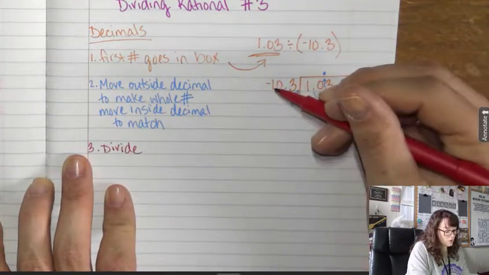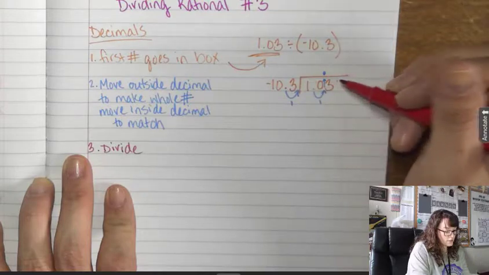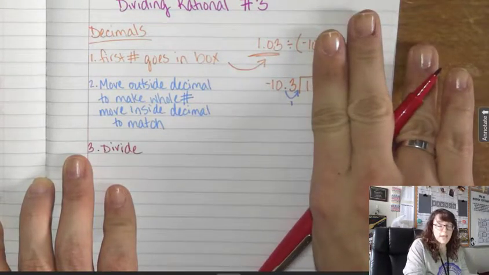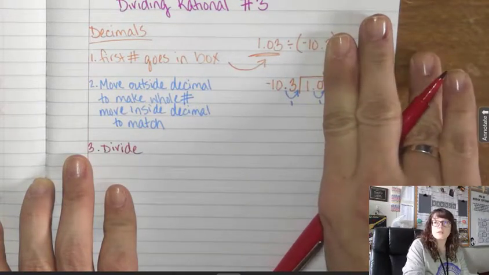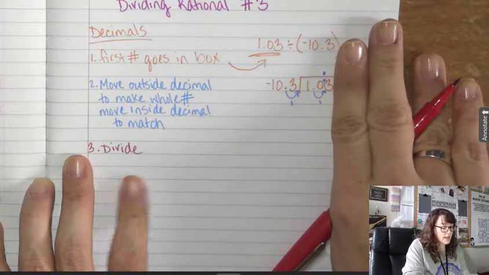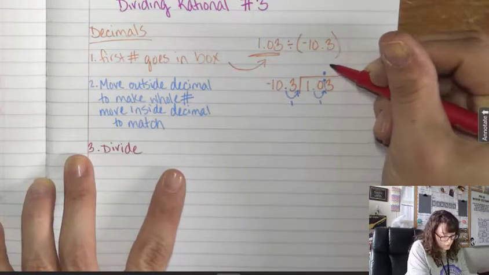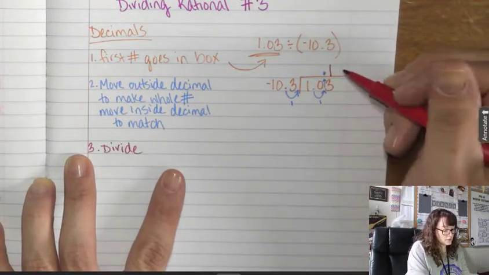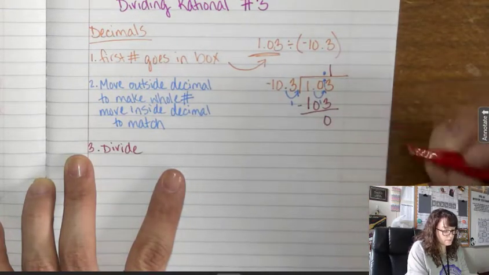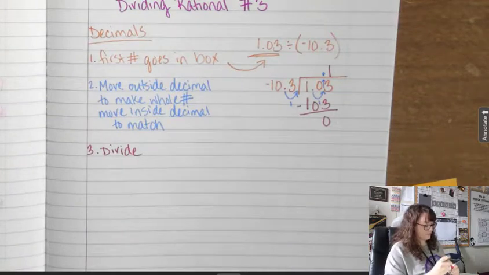How many times can 103 go into 1? Can't. Can it go into 10? No. Can it go into 103? Yeah. How many times? 1. So the 1 goes there. That's 103. Subtract, and we get 0. That's it.